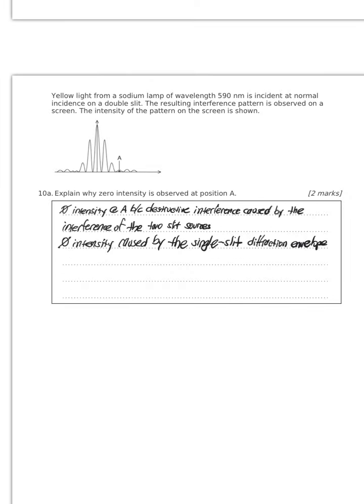But I think what they're really getting at here is that the zero intensity is caused by the single slit diffraction envelope. When we look at the main pattern, here's the primary maximum and the secondary maxima caused by the single slit diffraction envelope, and so point A corresponds to the minimum of that. And I think that's what they're really getting at in 10A. But that's kind of 2 reasons why there's zero intensity at position A.